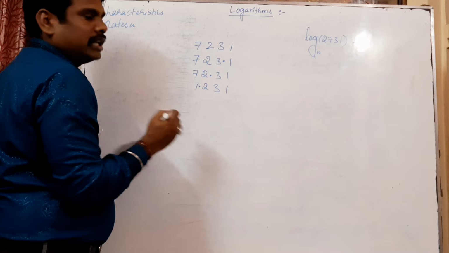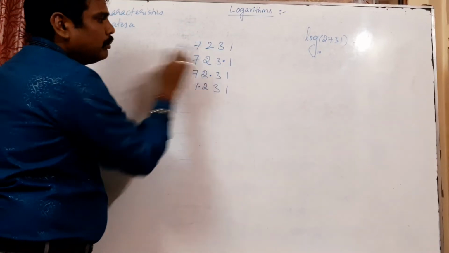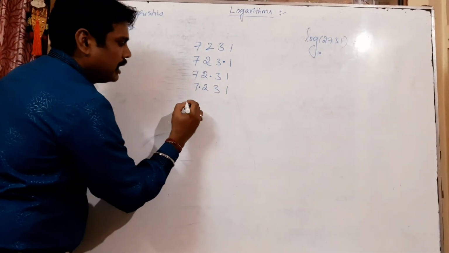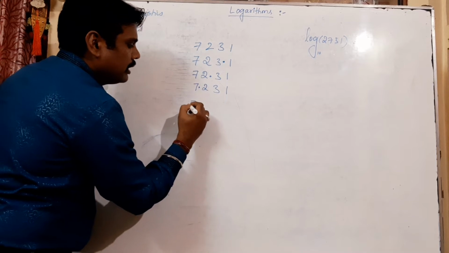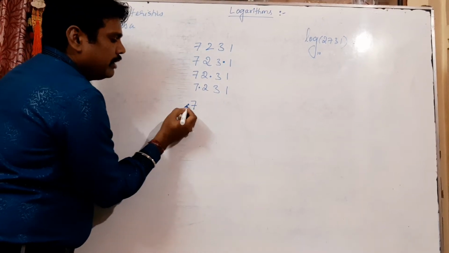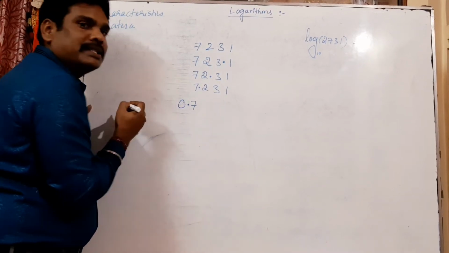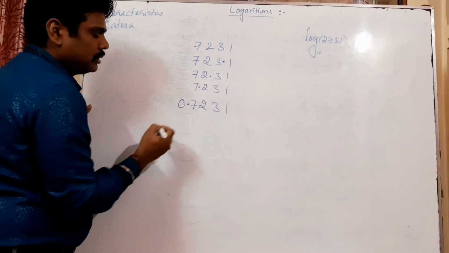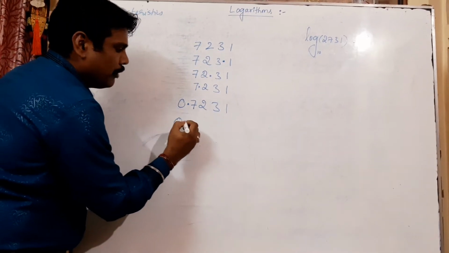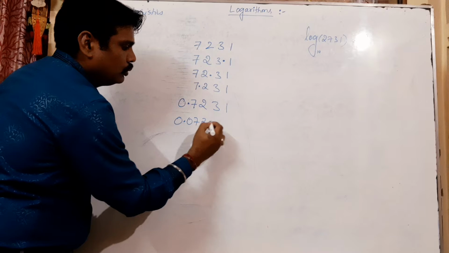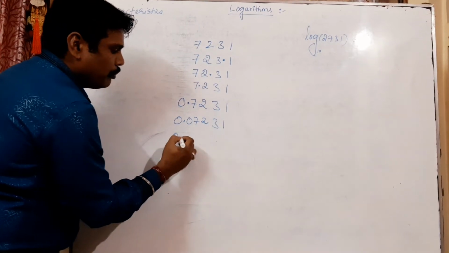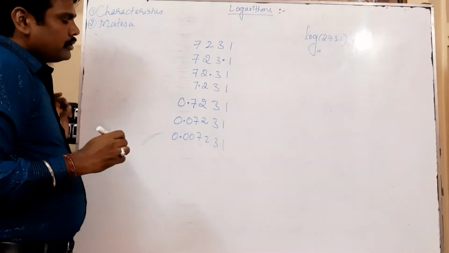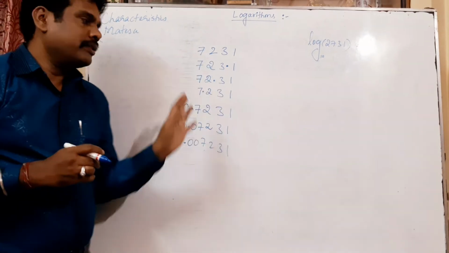Now 7.231. I am writing the same numbers, but the position of the decimal is shifting 1 digit in every step. Now I want to write the decimal before the 7. Simply we cannot say 0.7. We can write 0.7231. I will change one more position here, 0.07231, 0.007231. So these are all the example numbers I have taken.